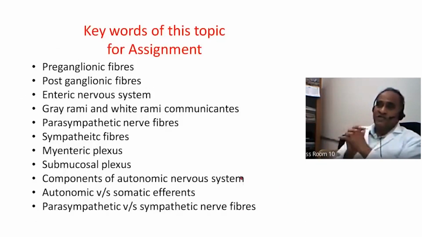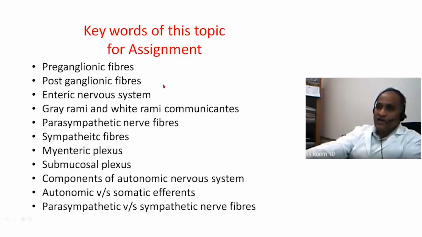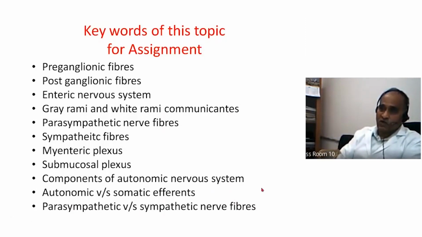So now, keywords for this topic as an assignment. You can take these topics as a short note question for each of you: the preganglionic fibers, the postganglionic fibers, the enteric nervous system, the gray ramus and white rami communicantes, parasympathetic nerve fibers, sympathetic nerve fibers, myenteric plexus, submucosal plexus, components of the autonomic nervous system, autonomic versus somatic efferents, the parasympathetic versus sympathetic nerve fibers. So these are the topics of interest as a short note for you.